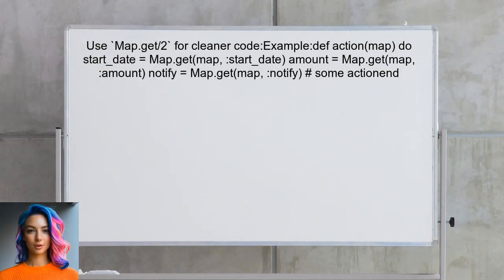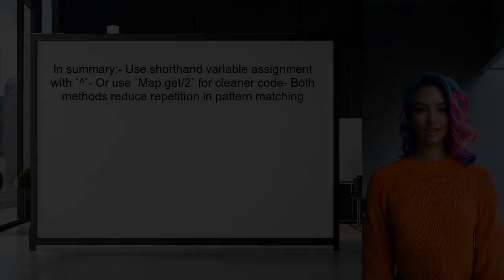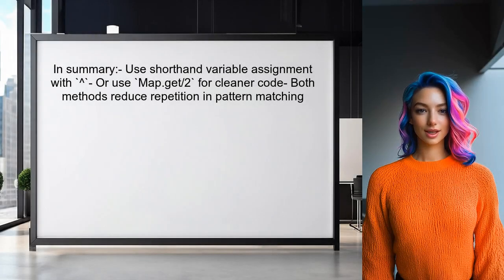Alternatively, the user can also use the map.get/to function to retrieve values from the map without repeating the key names. This can make the code cleaner and more concise. In summary, the user can either use the shorthand variable assignment with that operator or the map.get/to function to avoid repeating key names in pattern matching.